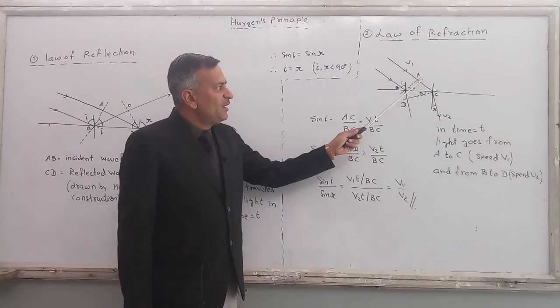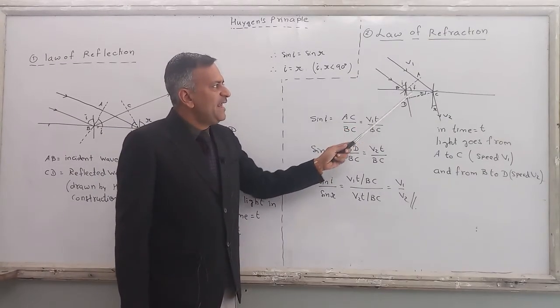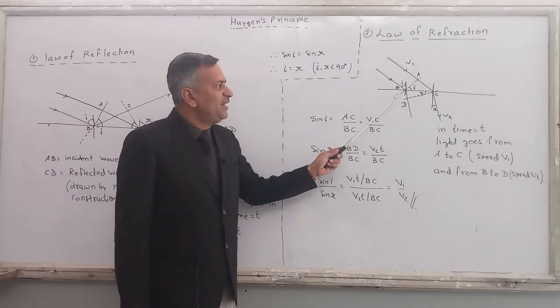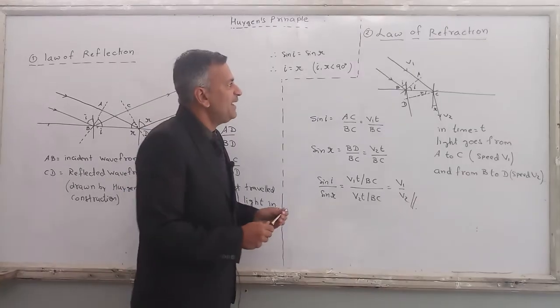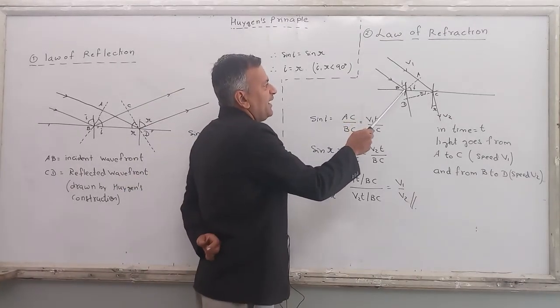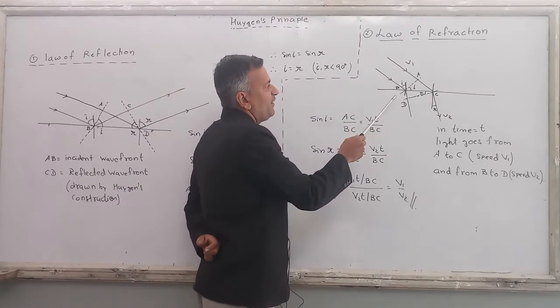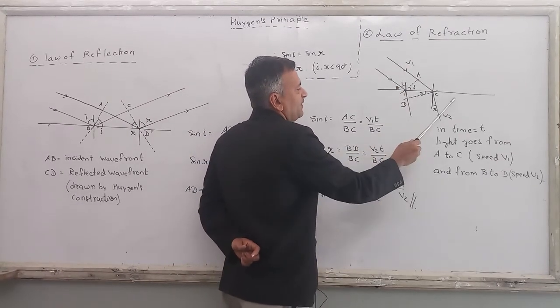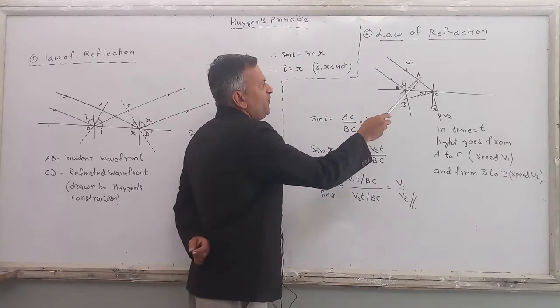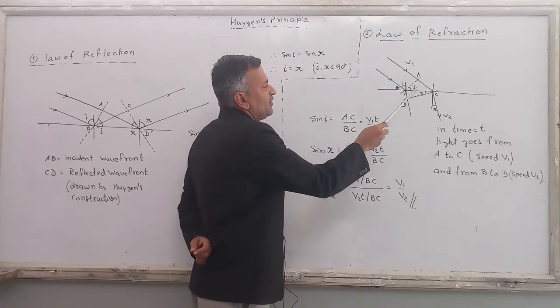I will draw the incident wave front here. What is the incident wave front? It is AB. And what is the refracted wave front? It is CD. Again, the angle matter will come here too. Turn the incident ray by 90 degrees. What do you get? Wave front. Turn this normal by 90 degrees. What do you get? The refracting surface. So the angle between wave front and refracting surface is also angle I.